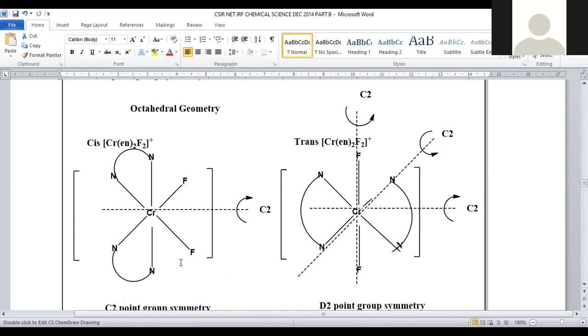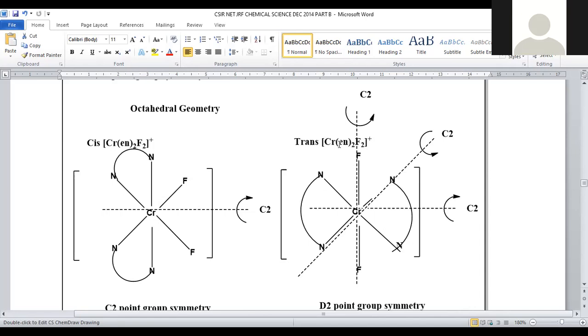Now let us move on to the trans chromium compound. Here they are only asking for trans, but here we mentioned both cis and trans. Cis is nothing but when two fluoro groups are on the same side and two ethylene diamine moieties are on the same side; this is said to be cis. Only the possibility will be a C2 axis of symmetry. This is not required. Cis is not mentioned in the problem. Only the requirement is trans Cr(en)2F2 positive.